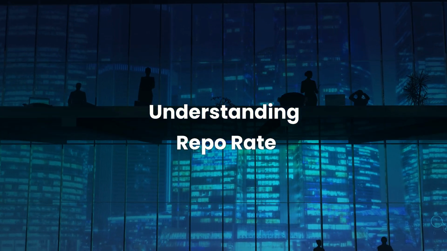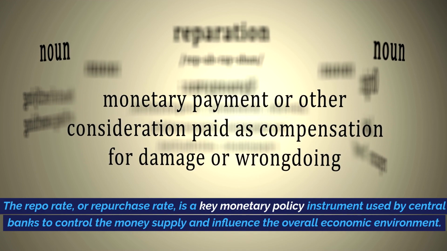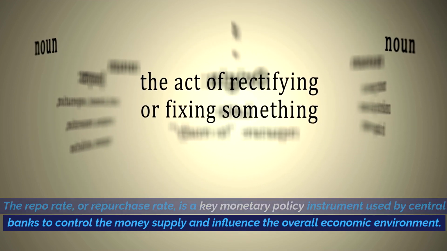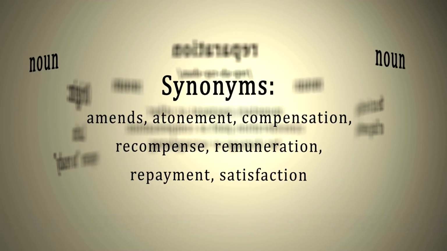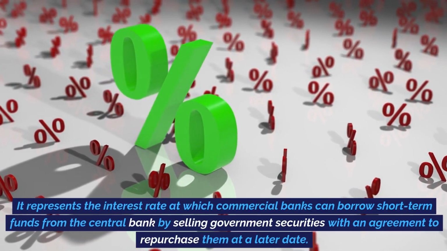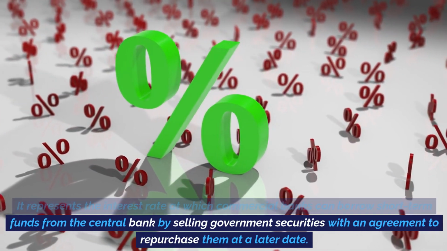Understanding repo rate. The repo rate, or repurchase rate, is a key monetary policy instrument used by central banks to control the money supply and influence the overall economic environment. It represents the interest rate at which commercial banks can borrow short-term funds from the central bank by selling government securities with an agreement to repurchase them at a later date.